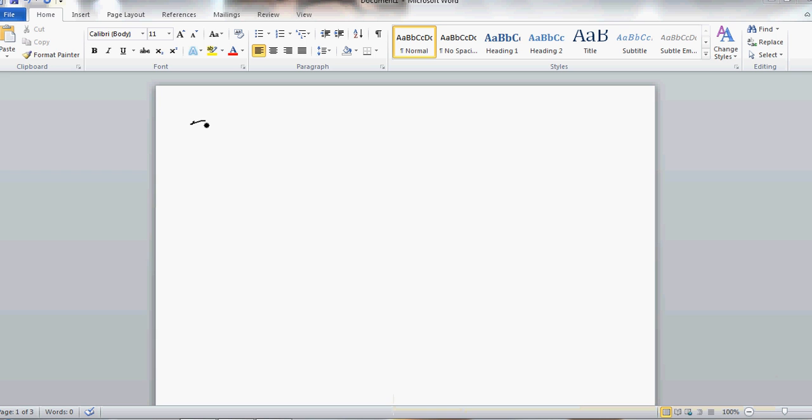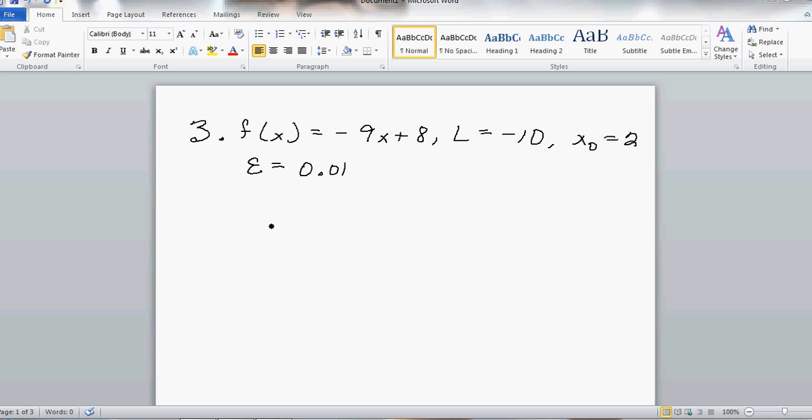So let's begin with example number 3. We have f of x equals negative 9x plus 8. We have L equal to negative 10, so we know our limit is negative 10. X sub 0 is equal to 2, so in other words, the limit as x approaches 2 of this better be negative 10. Quick check. Negative 9 times 2 is negative 18. Negative 18 plus 8 is negative 10. So that's really no big surprise. And then we get our epsilon is 0.01. Now, like I said, a lot of times graphs just aren't that great, but let's deal with it.